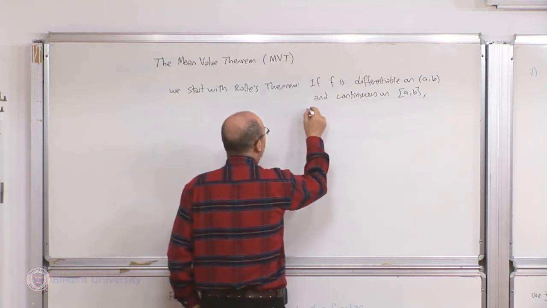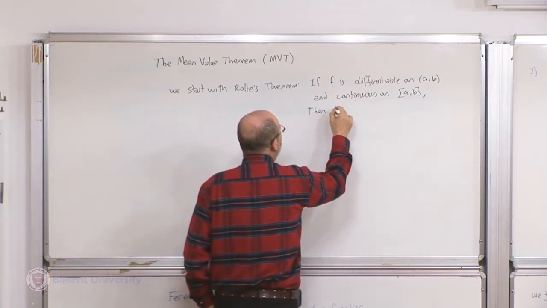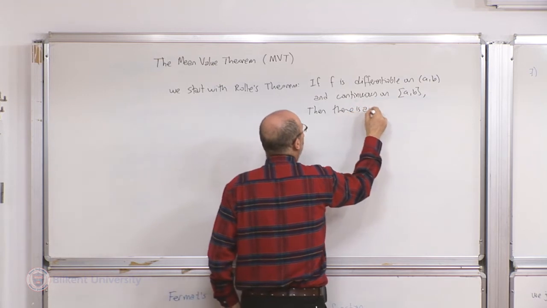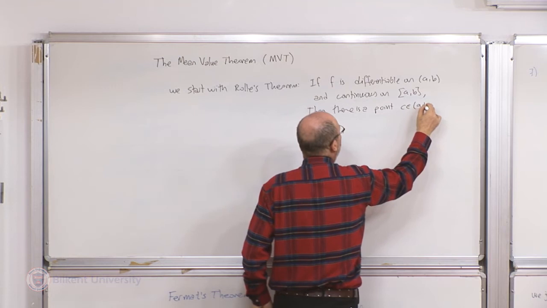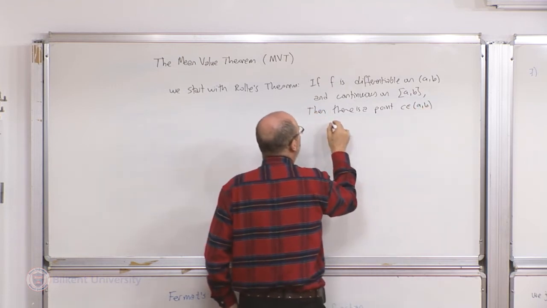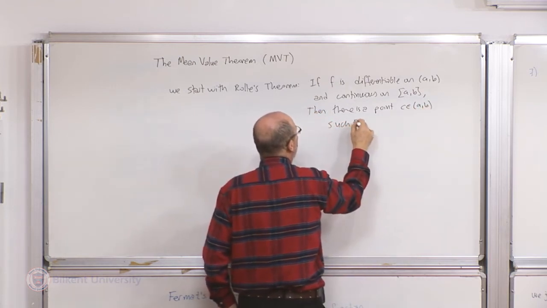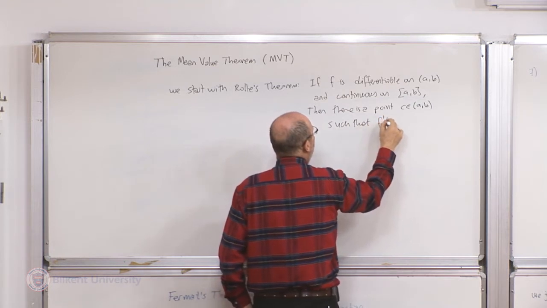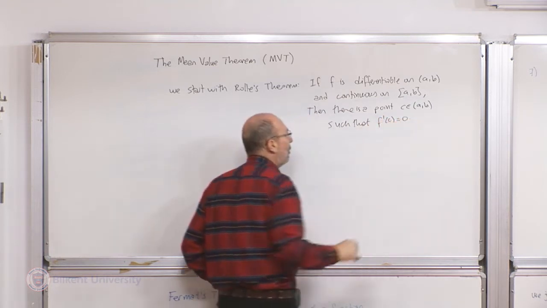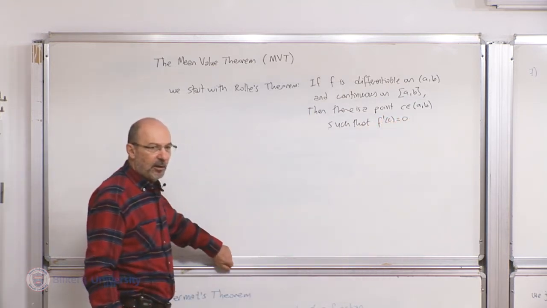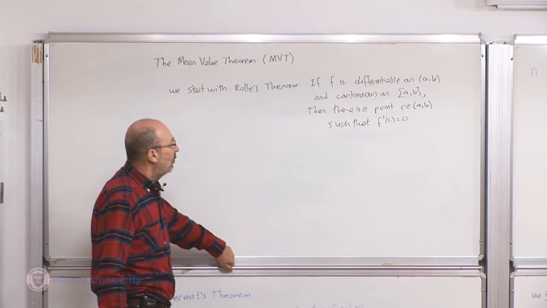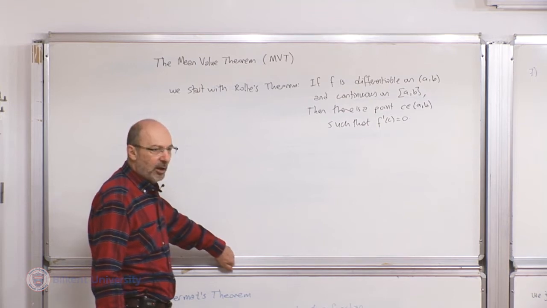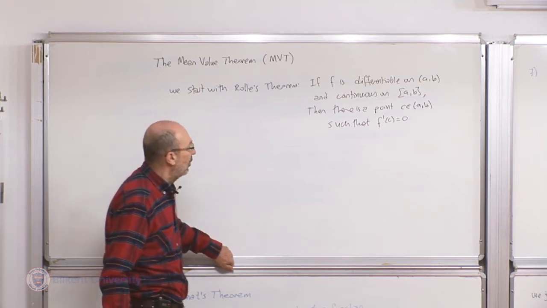Then there is a point c in the interior such that f prime of c is equal to 0. The proof of this is easy, but when you write it down, you have to cover all cases.